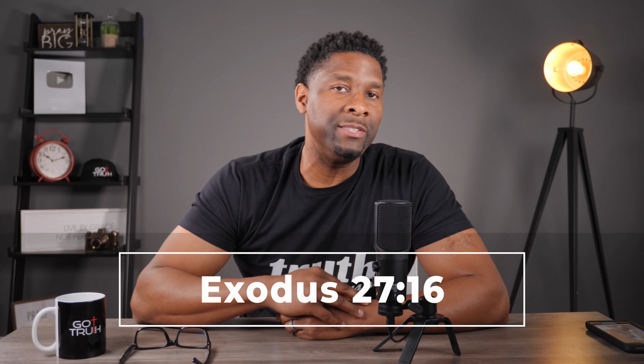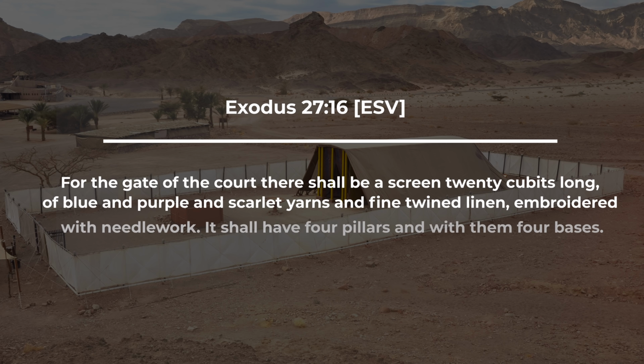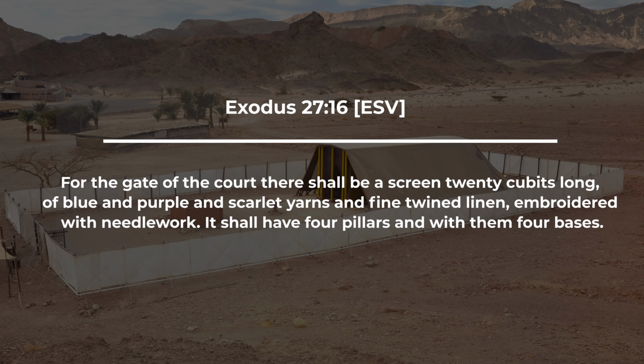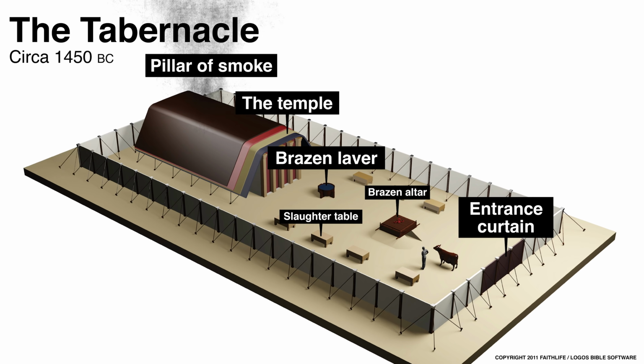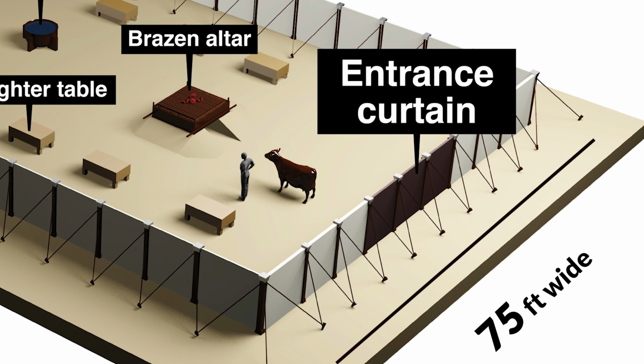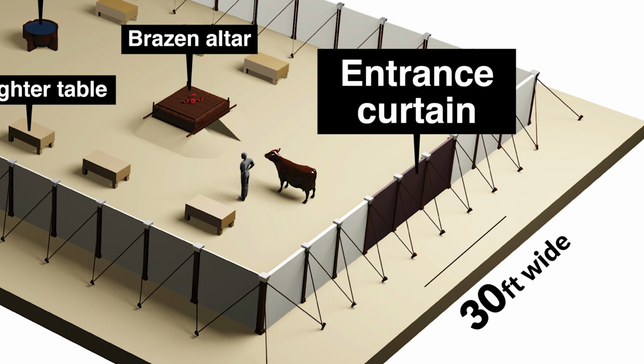In Exodus chapter 27, verse 16, it says, "For the gate of the court, there shall be a screen 20 cubits long." Now, let's just break that down. A cubit is about the length from a man's elbow to the tip of his finger. All right, so that's about 18 inches or so. So that was how they would measure it. So 20 cubits actually ends up being about 30 feet long. So as you can remember, the outer court was 75 feet wide, but this gate that you had to enter into was only 30 feet wide.